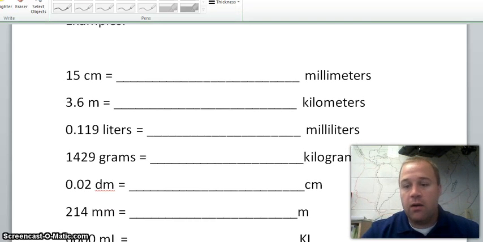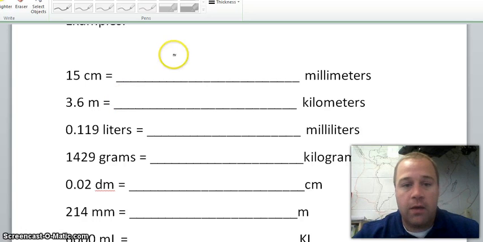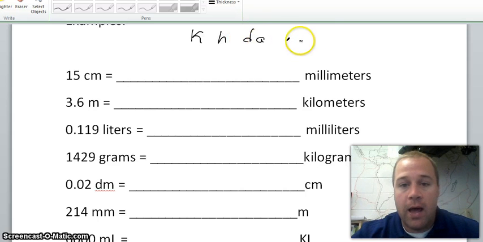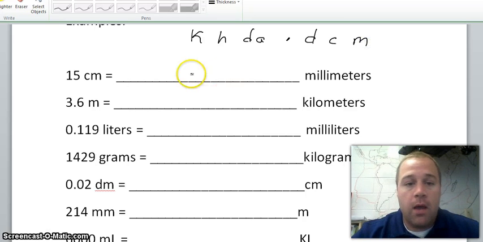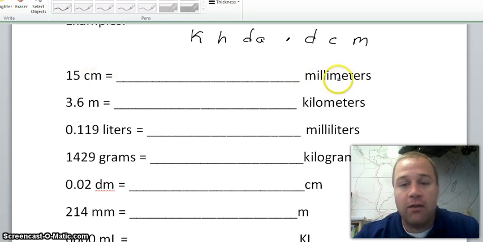it makes it easier if we write that little line up top here. So we're going to write KHDA dot DCM. And we're just going to follow along here. So we're in centimeters, and we want to go to millimeters. Notice they both have meters in them. It's M on this side, it says meters on this side. So we can kind of ignore those.